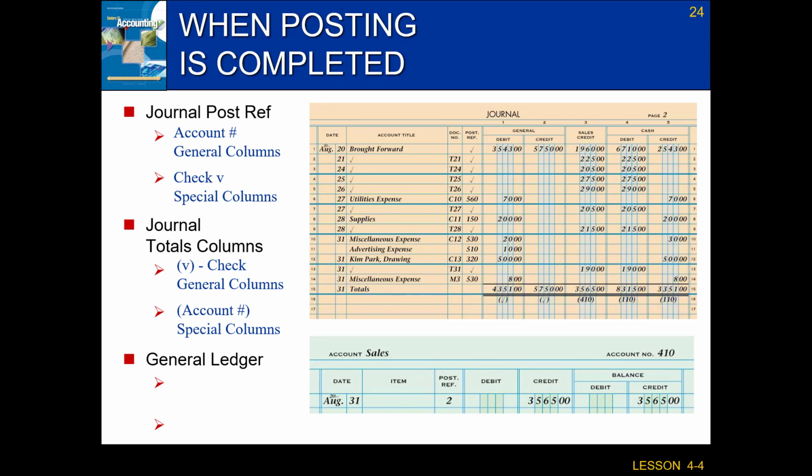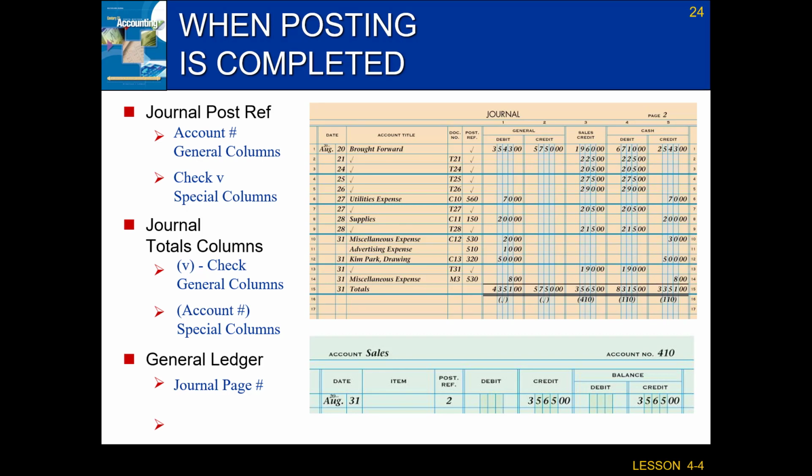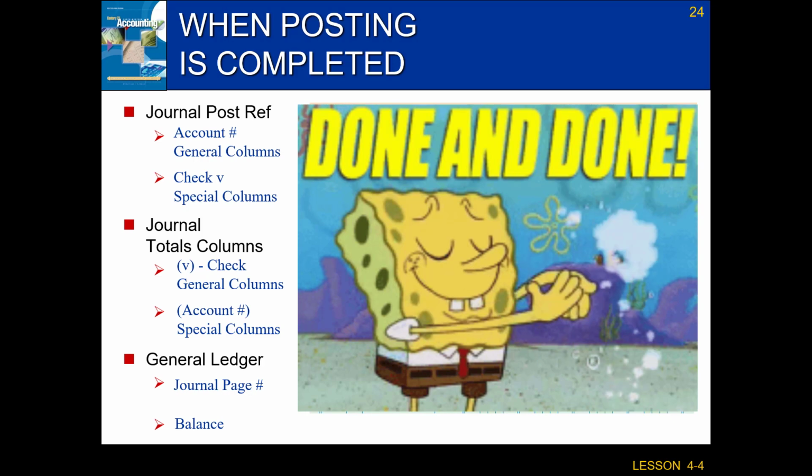The final way to check if your mission is completed is by looking at the general ledger. There should be 2 things in every single general ledger. The first would be the journal page number in the post reference column on the general ledger. And the second thing would be that each ledger has a final balance. And then it is boom, done.